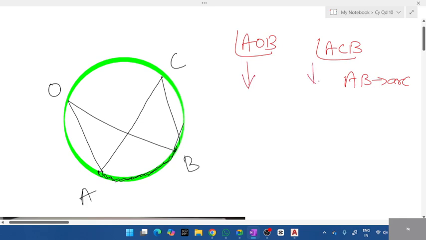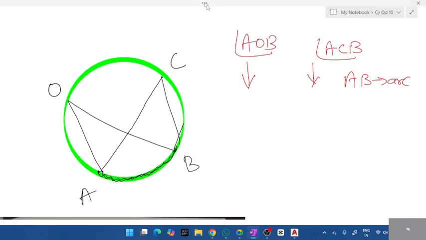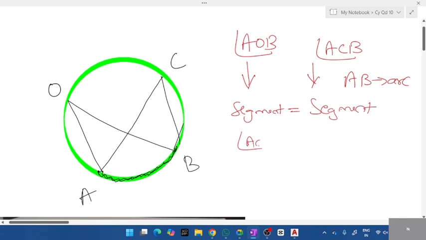Now this AOB. What is AOB and ACB? Segment or sector? How are they formed? Segment? Yes. It is formed using chord, right? It is formed using chord. So segment. What about ACB? ACB is also segment. So this is another formula. Segment is equals to segment. The values will be same. Angle AOB is equals to angle ACB.